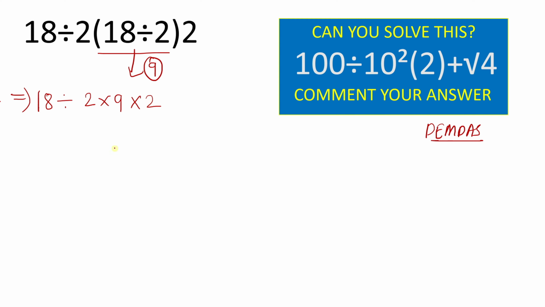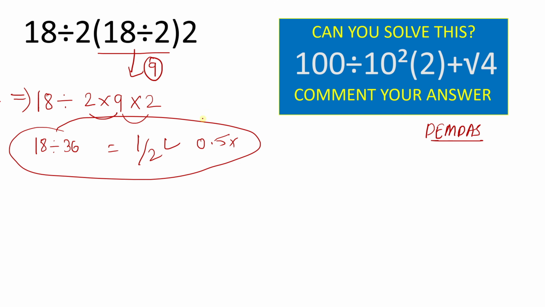Okay, and don't try to solve this in a way like 9 times 2, that is 18, and 18 times 2 will be 36, and you will write 18 divided by 36, which equals 1 by 2, or you can say 0.5. This is not the right way.